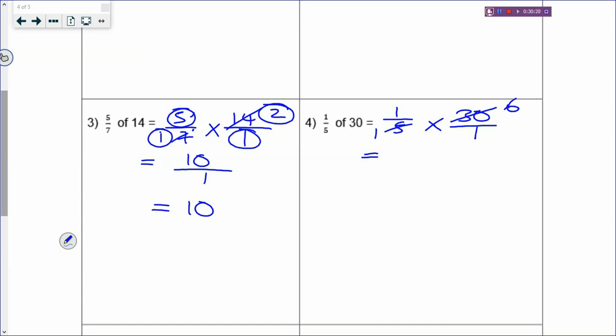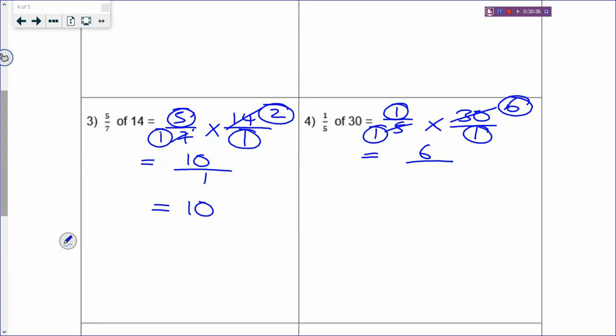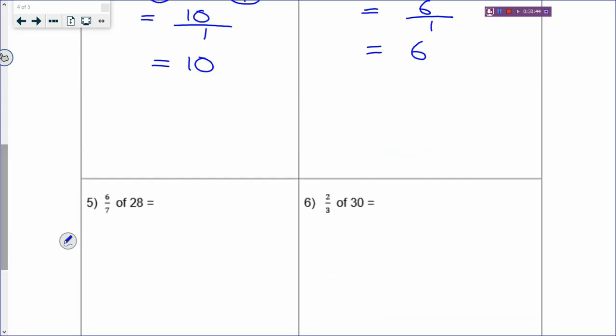The other diagonal pair is 1 and 1. Can you see the 1 and the 1 here? They are too small to be cancelled already, so you don't cancel them. And whatever you don't cancel, you circle. So you have 1 times 6, so you multiply the numerators, and then you multiply the denominators, and 6 divided by 1 is also 6. Alright, let's go down and do a bit faster.